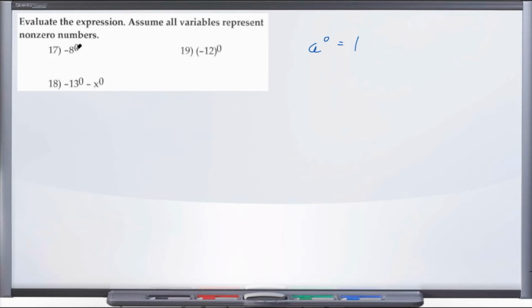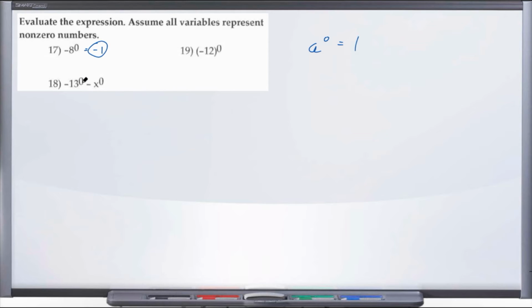And so if we apply that rule here, well, let's see. This 0 exponent only has power over the 8. So 8 to the 0 power is 1, but then we have to slap on this negative. So we have negative 1. And circle that, that's our answer. All right, well, let's take a look here at number 18.